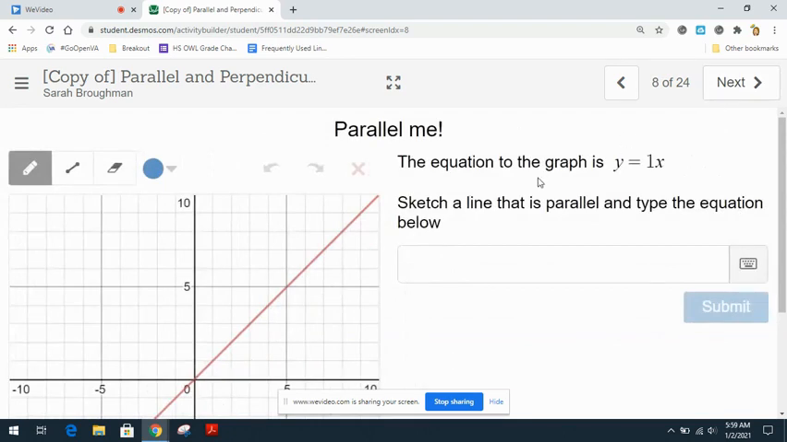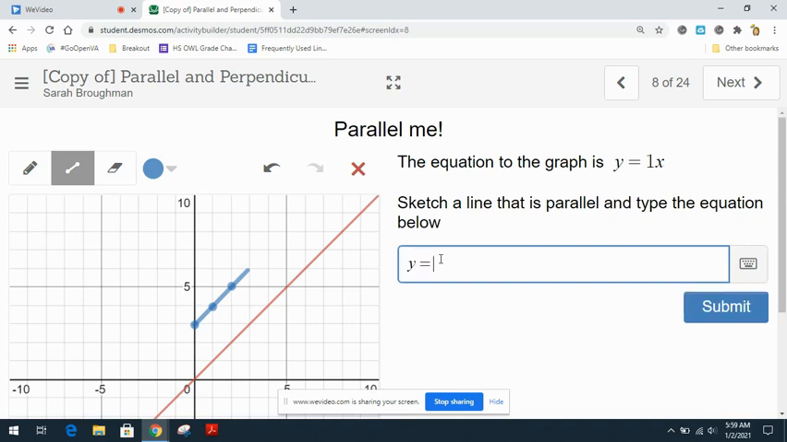So the equation here is y equals 1x. So I know my slope still has to be 1, or 1 over 1. My y-intercept cannot be 0, so I could make it 3. And I can use my slope of 1 over 1 to find some more points, and then I can connect them together with a line. So my equation would be y equals 1x plus 3.